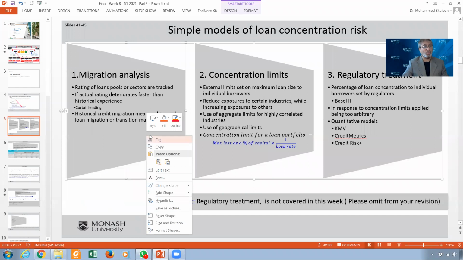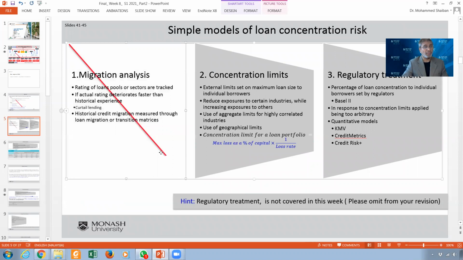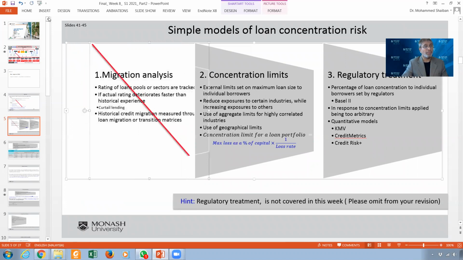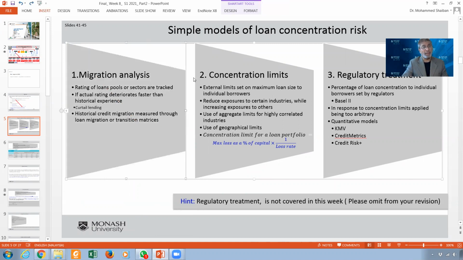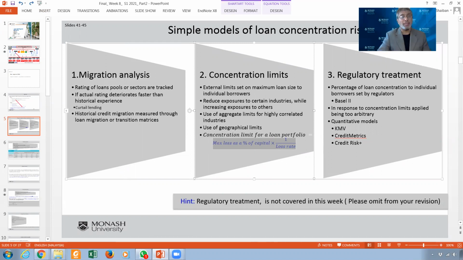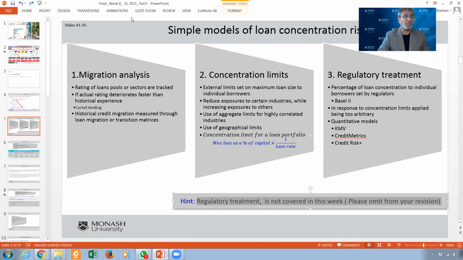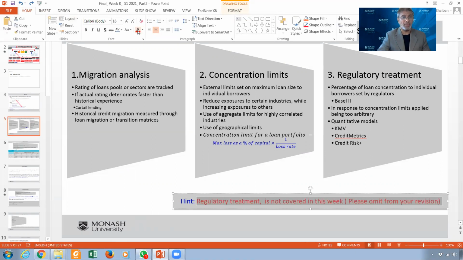So we're talking about, as I told you, migration analysis, and then the concentration limit, where we will talk about this formula. And then, as I told you, the regulatory treatment, we are not talking about it, and I'm giving you a hint here that regulatory treatment is actually not covered in this week, or in the materials of week 8.